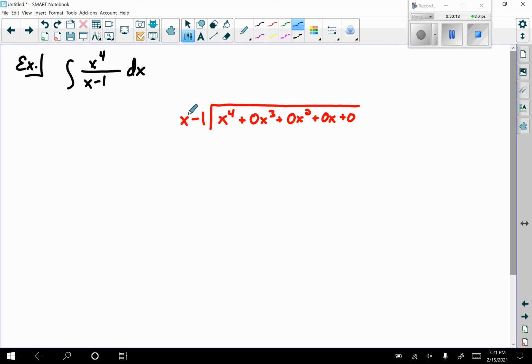So x times what is x to the fourth? X cubed. So I'm going to put that over my x cubed term. Multiply both by x cubed. So I'm going to get x to the fourth minus x cubed. Then we subtract. So my x to the fourths are gone.